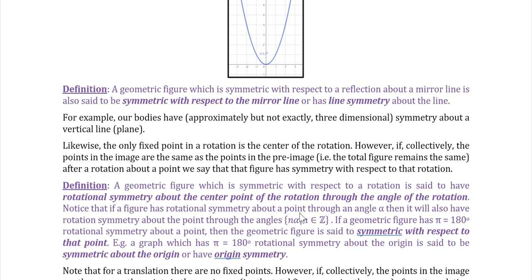Likewise, the only fixed point in a rotation is the center of the rotation. However, collectively, the points in the image are the same as the points in the pre-image. The total figure stays the same after a rotation, and we say that a figure has symmetry with respect to that rotation.